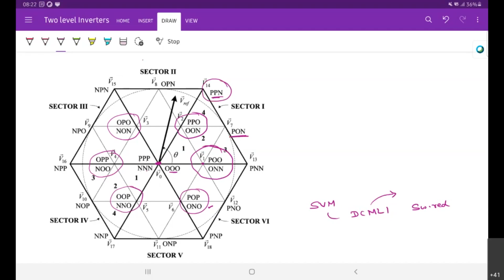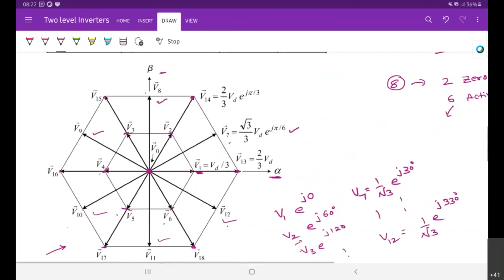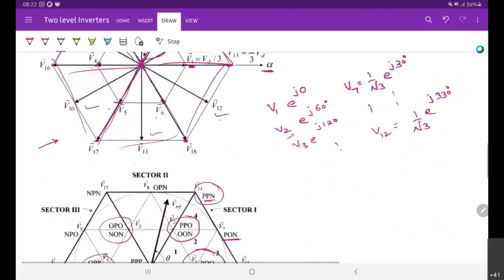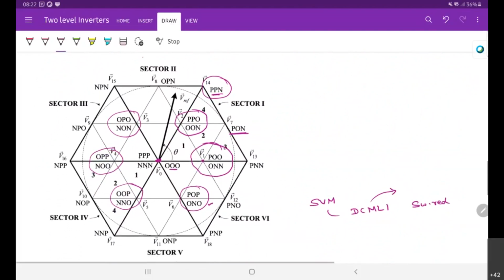Clear? So we have divided this into 6 vectors, so this is 1, this is 2, this is 3, 4, 5, and 6. We divided this into 6 sectors, starting from sector 1 to sector 6. Each sector spans 60 degrees.